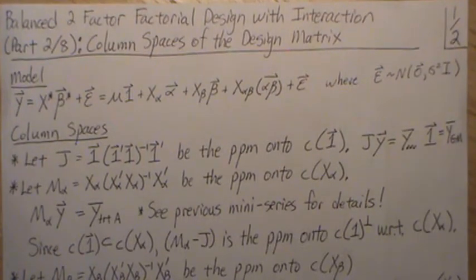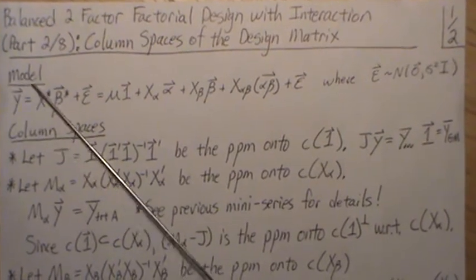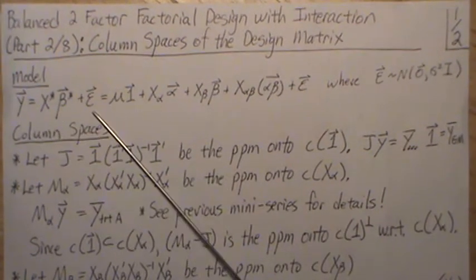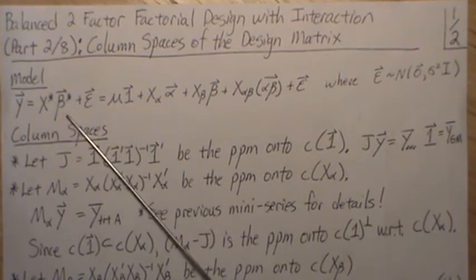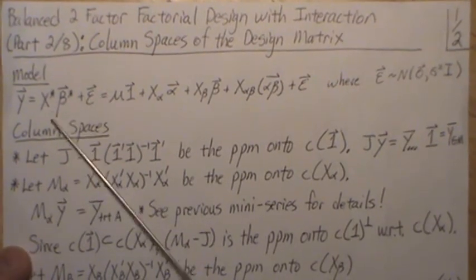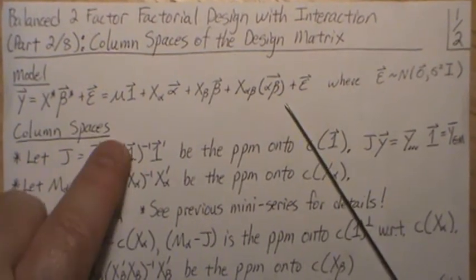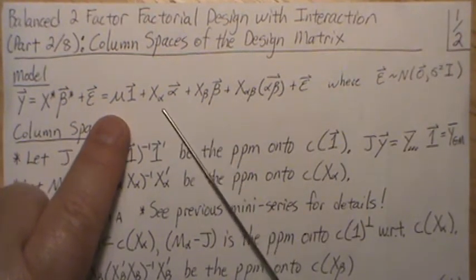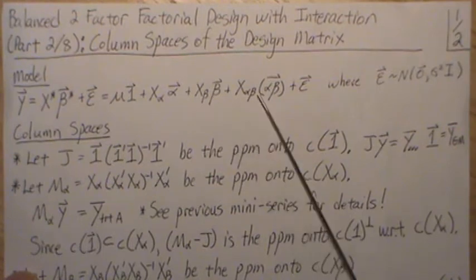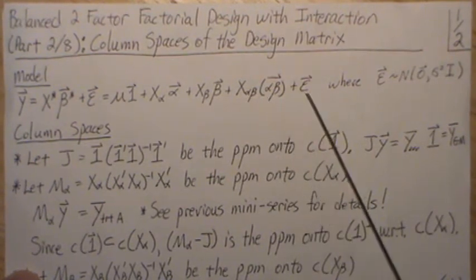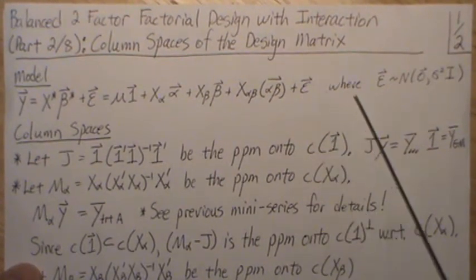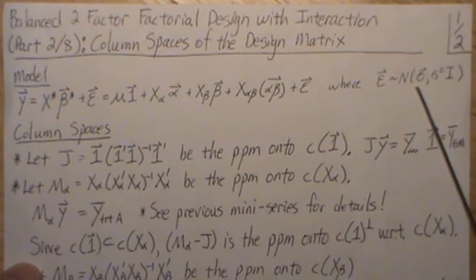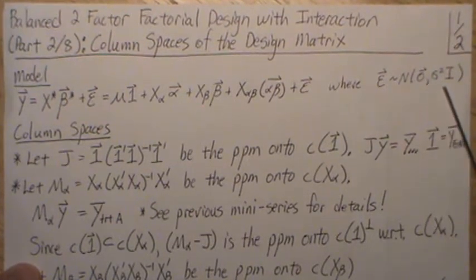And we're looking at the column space of the design matrix. So as a reminder, the model is y equals X star beta star plus epsilon. So it is a linear model. And we break the design matrix into parts: one associated with the grand mean, factor A, factor B, the interaction between A and B, and of course plus epsilon, where epsilon is normally distributed, mean vector 0, covariance matrix sigma squared.